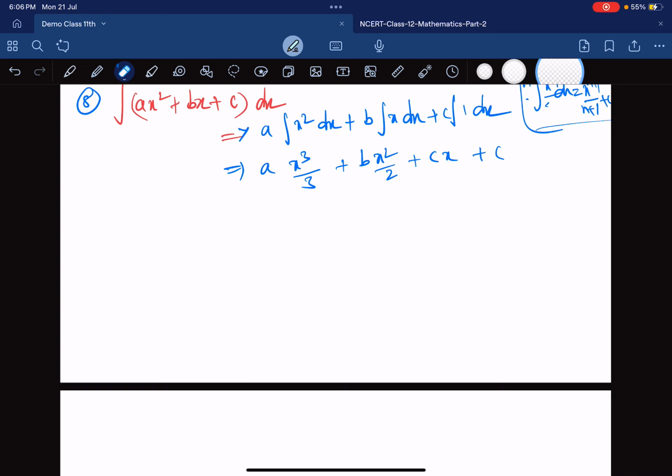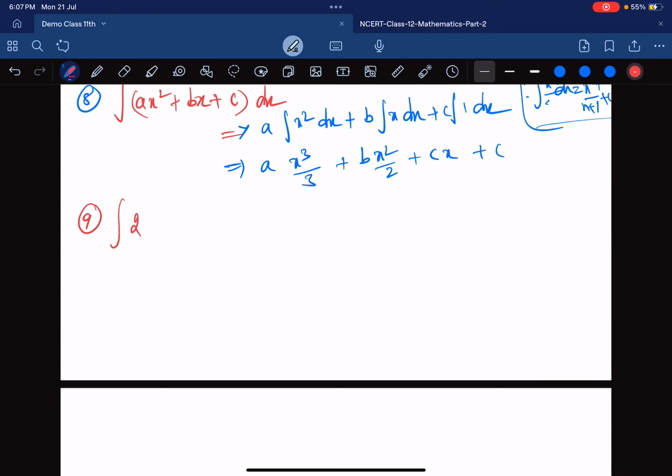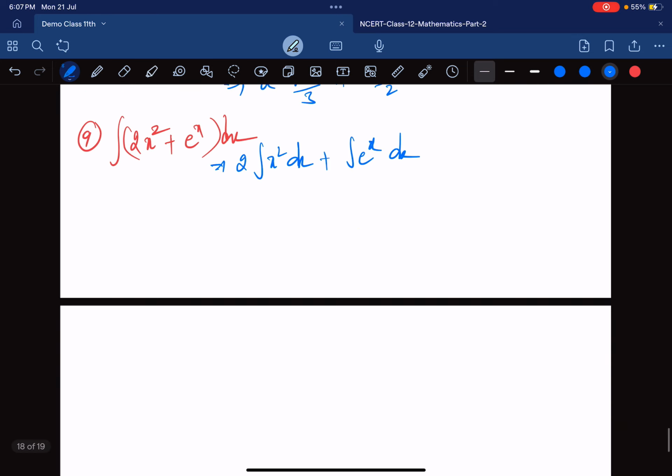Now see the 9th problem. The 9th one is the integration of 2x² + eˣ dx. First, to make it separate, friends: 2 times the integration of x² dx plus the integration of eˣ dx. The integral of 2x² dx is 2x³/3, plus the integral of eˣ dx.